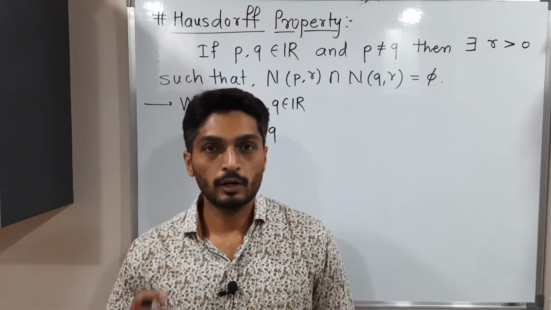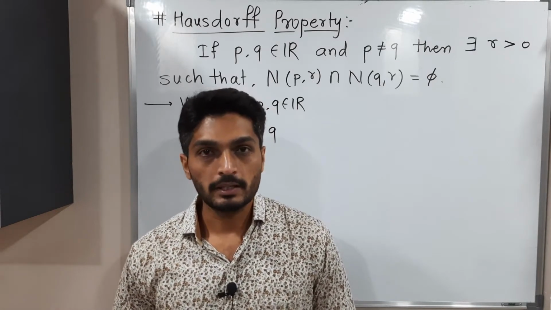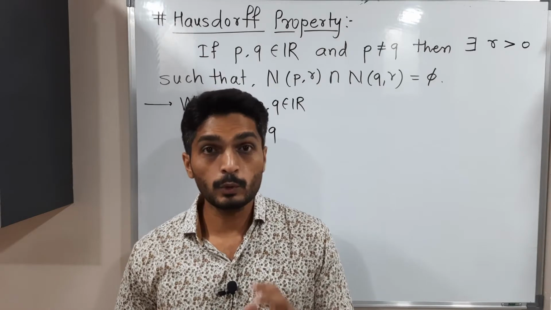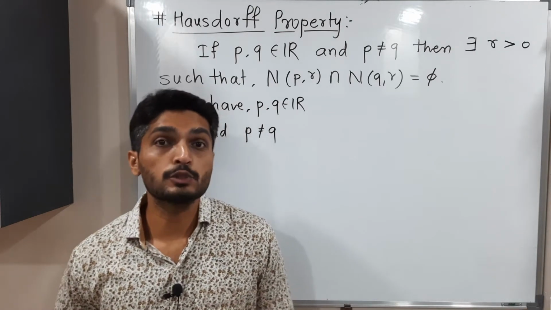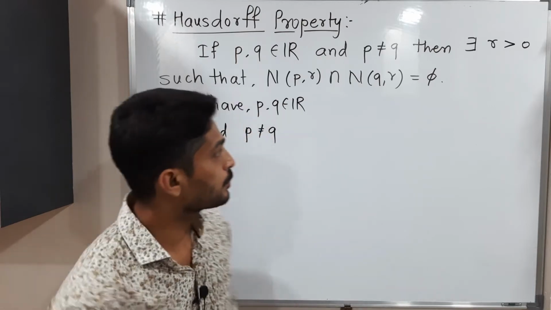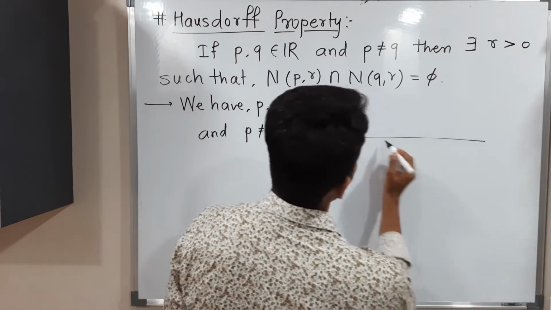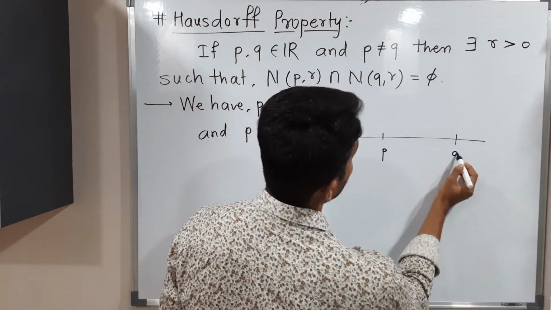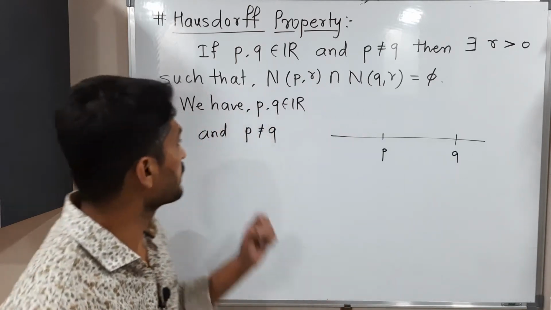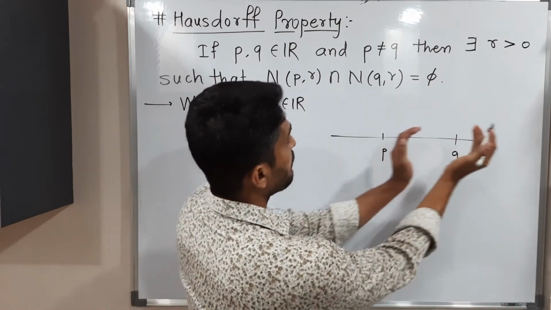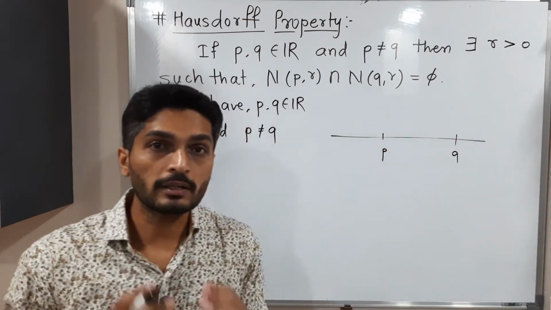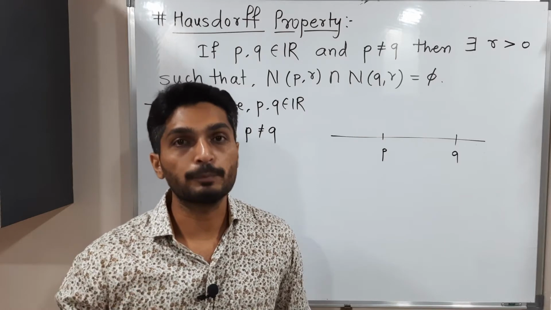Let us discuss the Hausdorff property. It's very interesting. This property says if you have two distinct real numbers p and q, then it is possible to find disjoint neighborhoods also. So I will draw the diagram here. Suppose p and q are two distinct real numbers. They have clearly mentioned p is not equal to q. Then it is possible to find neighborhoods of p and q which are disjoint. So this thing we have to prove.